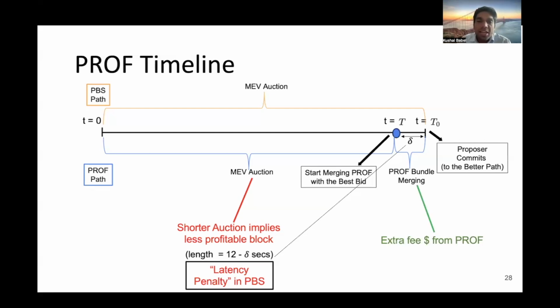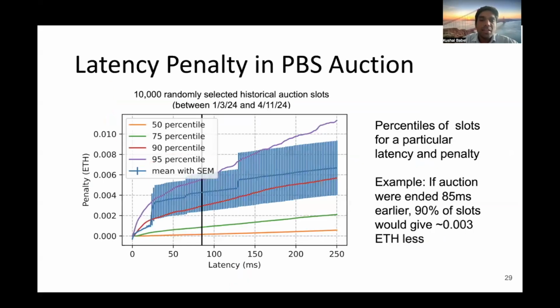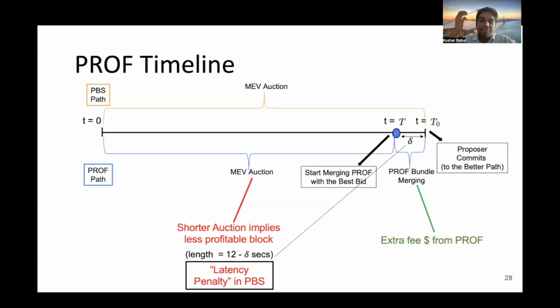But on the other hand, the prof transactions are paying some fee as well. So there's this kind of break-even equation going on here, where the profit from the auction might be a little bit less, but then it's compensated by the fee that is coming from the prof transactions. So essentially, if the prof enriched block is to be chosen, you need to analyze the fee that's coming from the prof transactions and potentially what might be the latency penalty for the auction. So let's first look at the latency penalty in the auction.